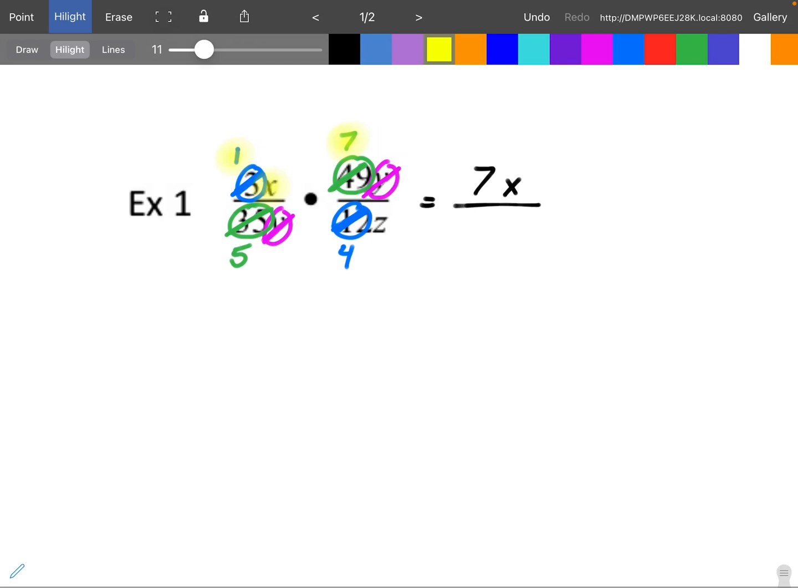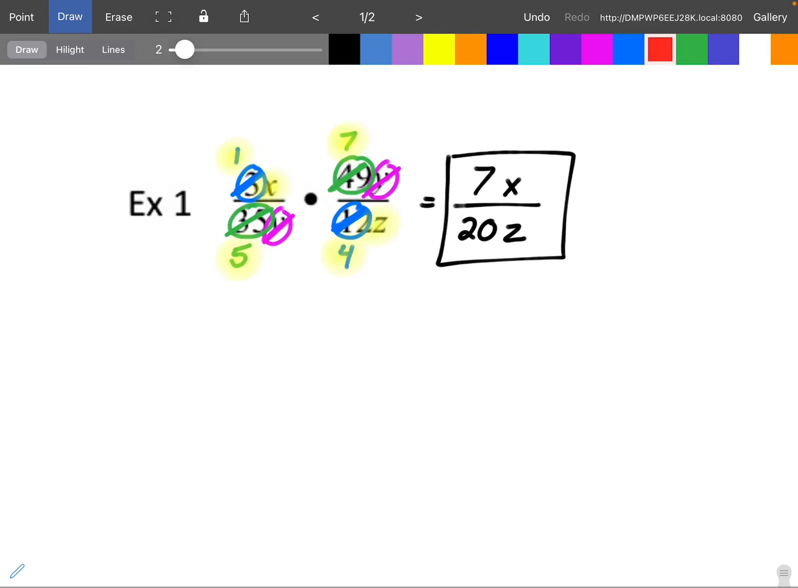Great. Now on the bottom in the denominator, I have 5, I have 4, and I have z. So if I multiply all of those together, then 5 times 4 is 20, times z would be 20z. And so then that is my final answer.